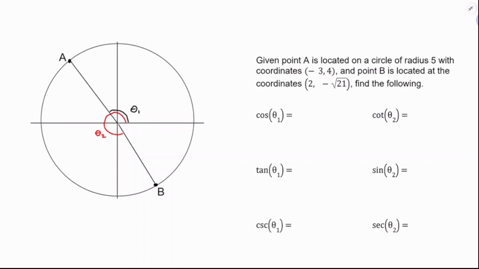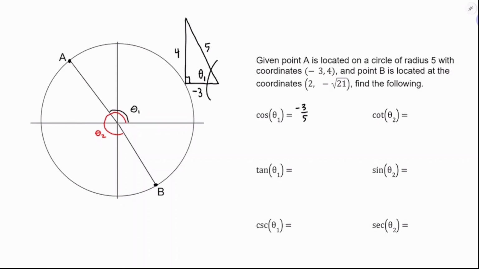Okay, cosine of theta 1. I'm going to draw a triangle that represents theta 1, and I'm going to draw it in black because that's the color that we used on the diagram. Okay, so the reference angle for theta 1 is going to be right there. And I'm going to say the coordinates of A are negative 3 and 4, and the radius of the circle is 5, so the hypotenuse of that triangle is 5. And cosine of theta 1, we're just going to do SOHCAHTOA. We drew our triangle. We're going to work from that. So negative 3/5.